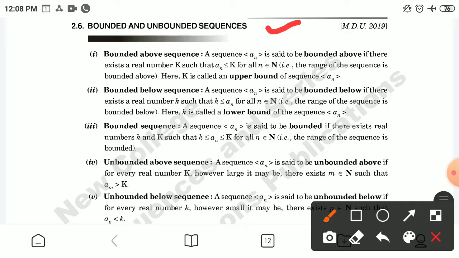Next definition for bounded below sequence. A sequence {a_n} is said to be bounded below if there exists a real number k such that k is less than or equal to a_n for all n belongs to N. It means every term is greater than or maybe equal to that number. The range of the sequence is bounded below. Here k is called lower bound of the sequence {a_n}.